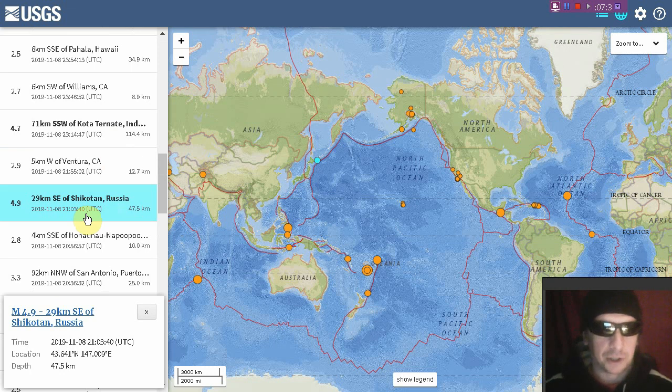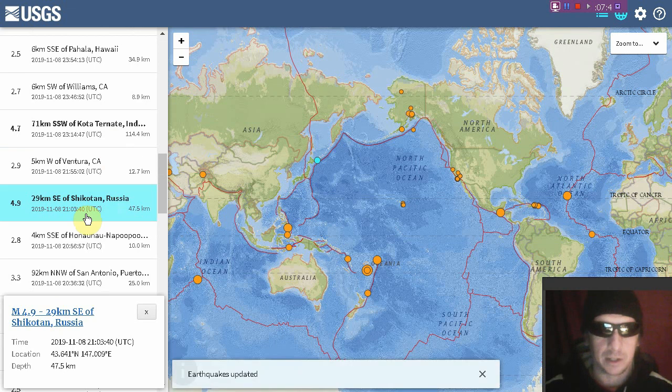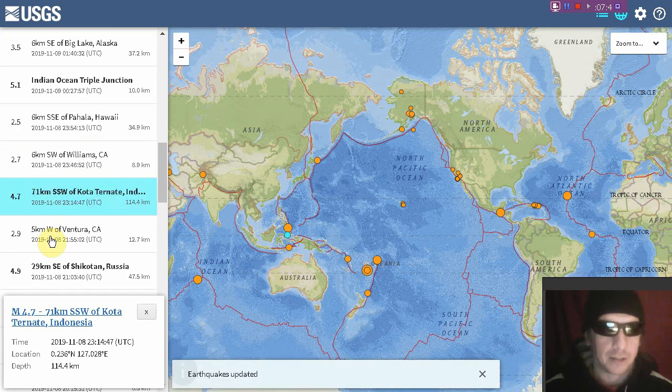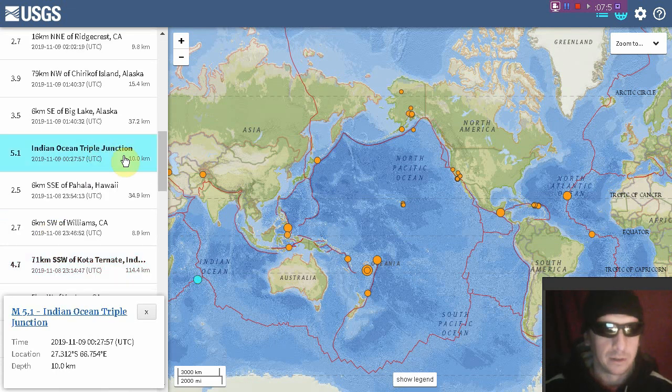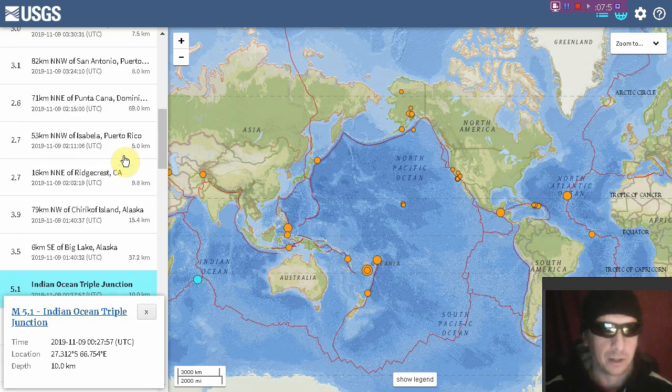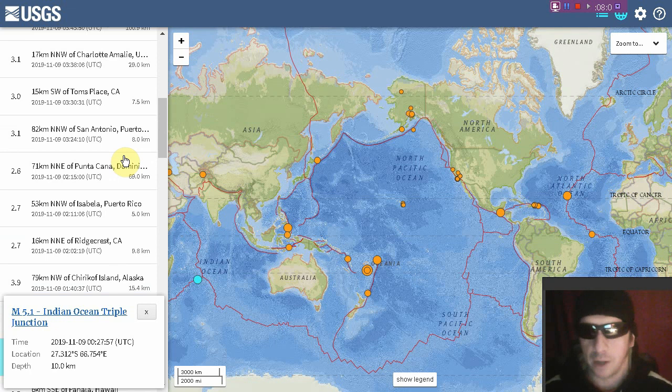4.9 at Russia is next. That one coming in at 21:03 last night. Near Japan, actually. Next is a 4.7 at Indonesia. That one at over 100 kilometers depth. Just after midnight UT, we see this triple junction quake here in the Indian Ocean. That one a 5.1 magnitude. As the 7 magnitude earthquake drought continues, folks.